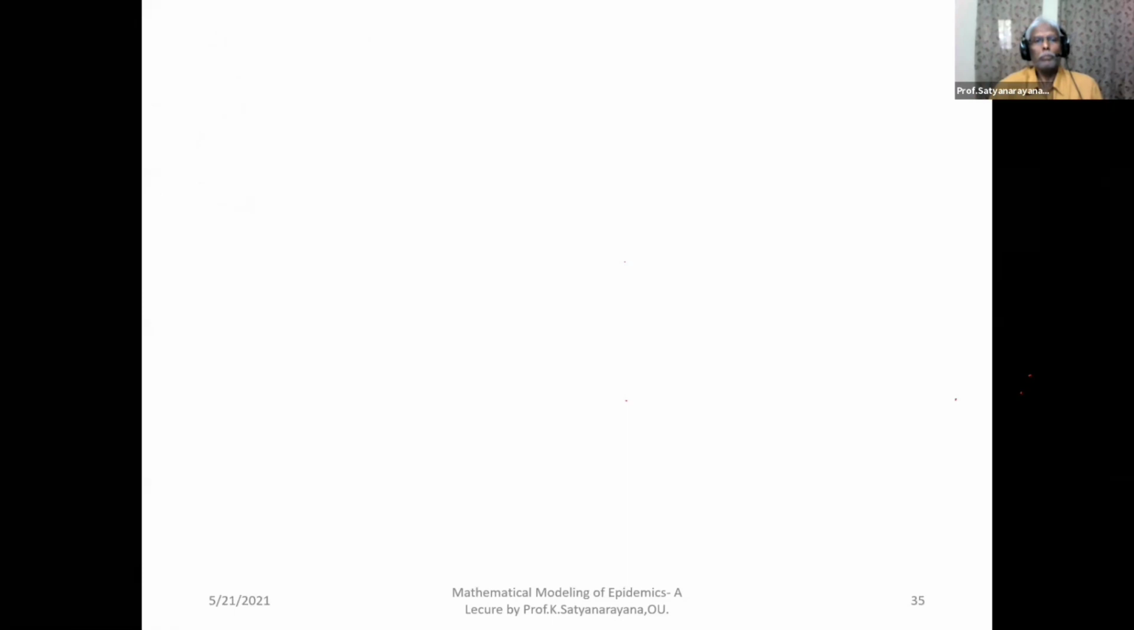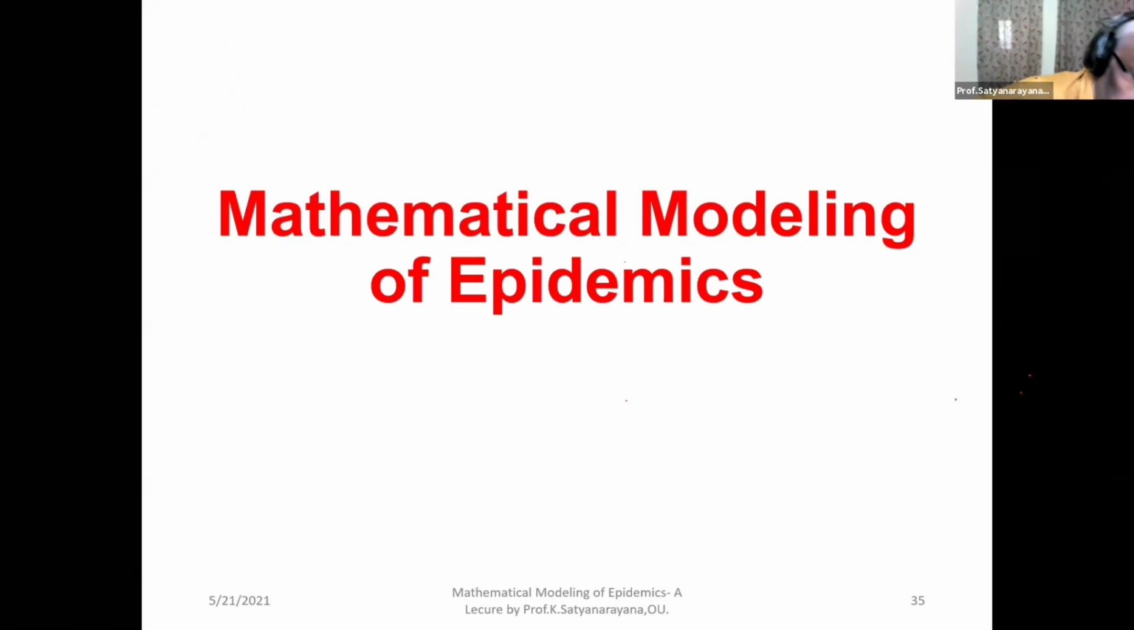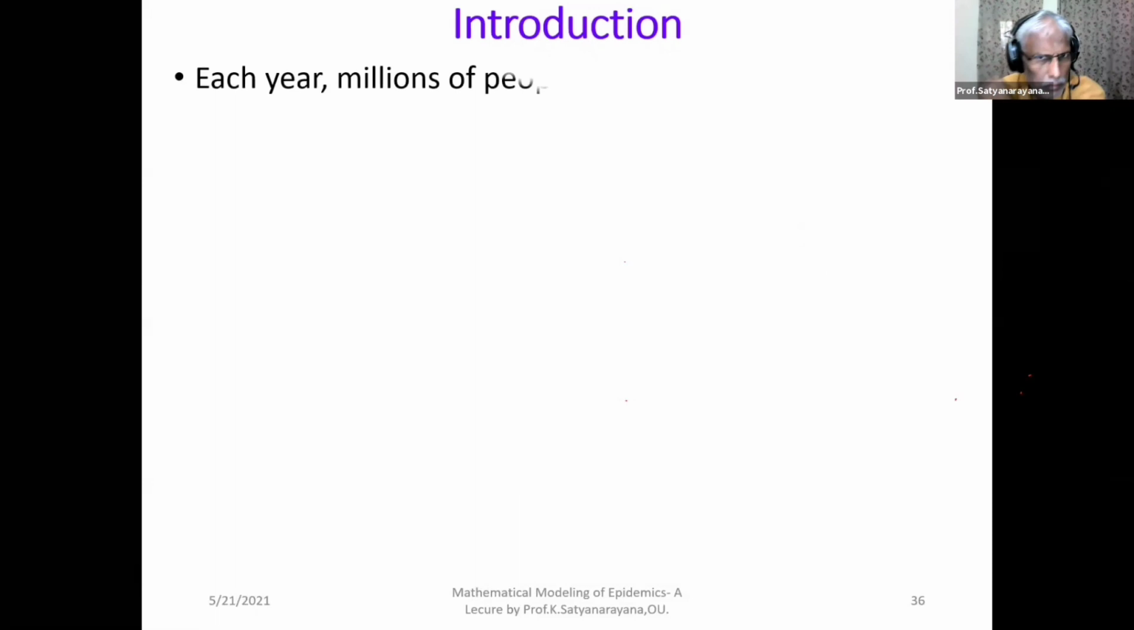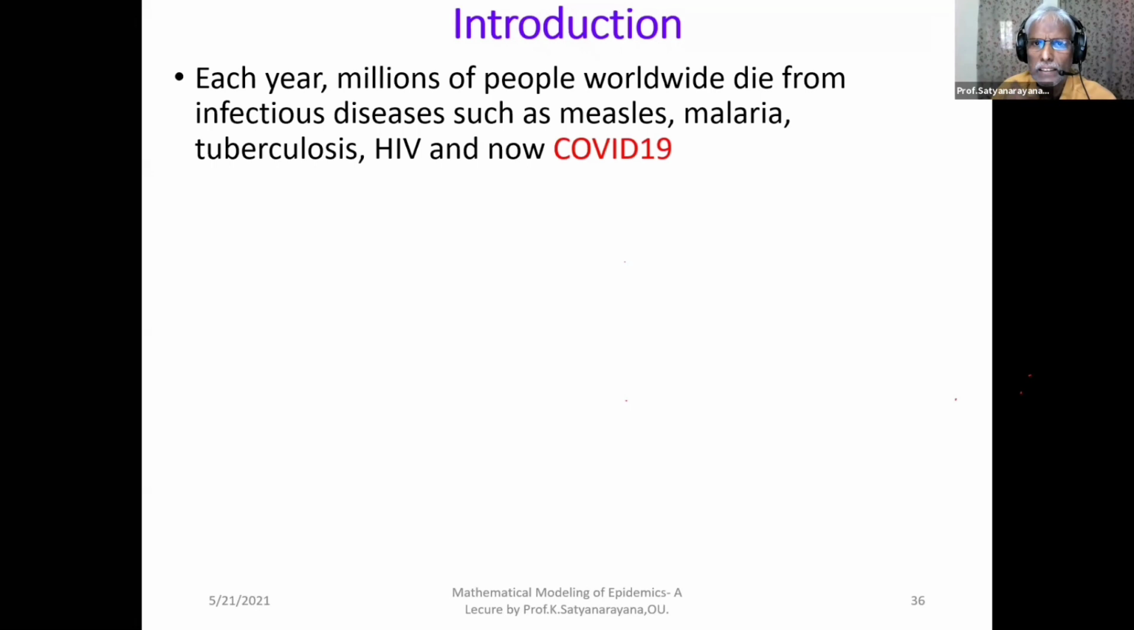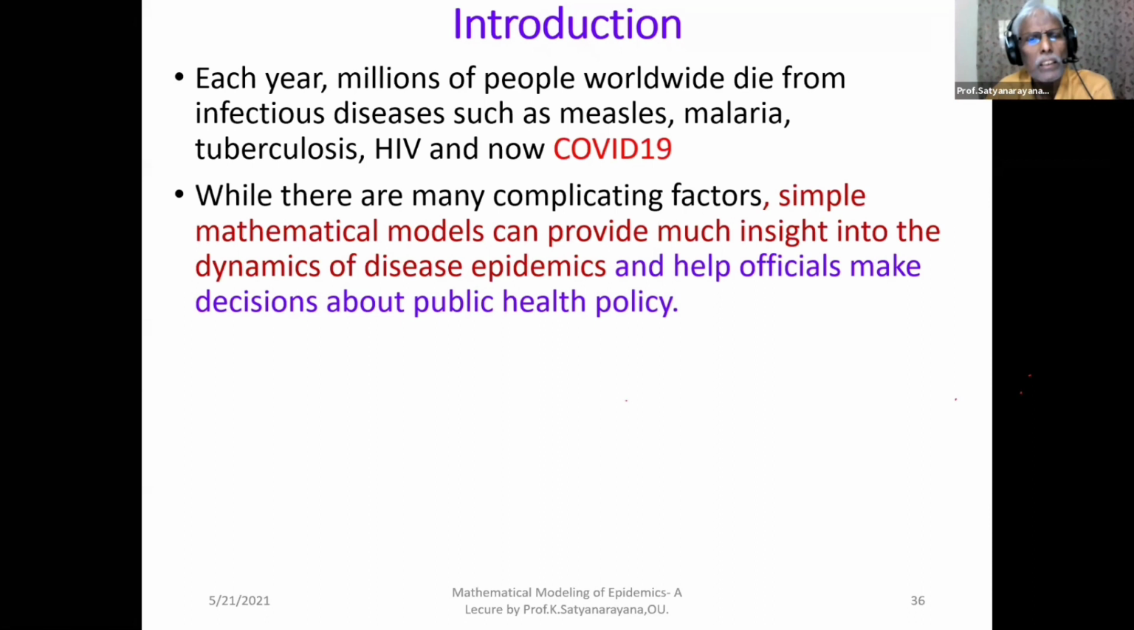Okay. I will swiftly go into the mathematical modeling of COVID, mathematical modeling of epidemics. You may not understand much of the things, but you can understand on the whole what the situation is. Now, introduction. Each year, millions of people worldwide die from infectious diseases such as measles, malaria, tuberculosis, HIV, and now the coronavirus COVID-19. While there are many complicating factors, simple mathematical models can provide much insight into the dynamics of disease epidemics and help health officials make decisions about public health policy.